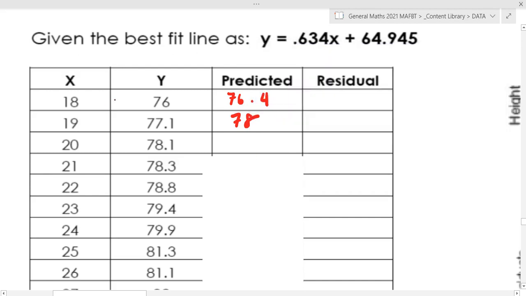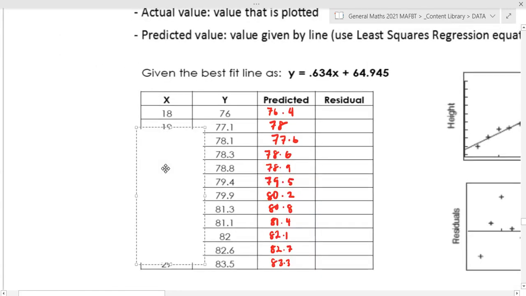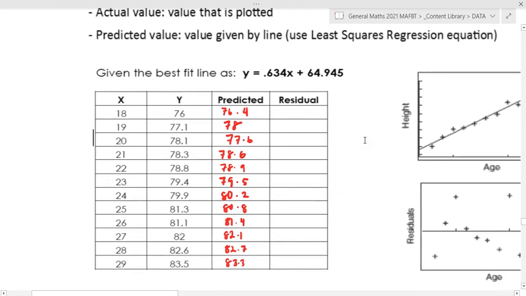77.6. Now I'm not going to go and do all of them because it's going to take way too long, so I've gone ahead and done it here for you guys. There are all the predicted values. And now let's calculate the residual.